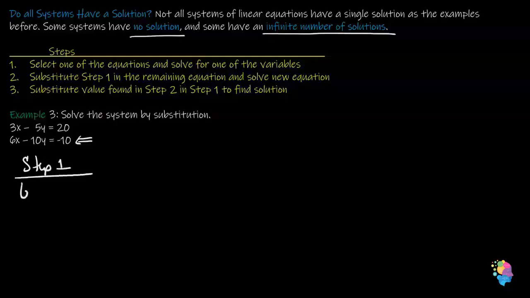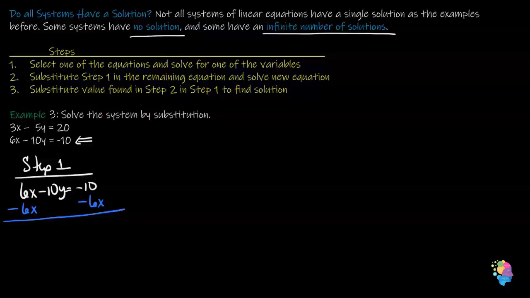Okay, so I have 6x minus 10y is equal to -10. And this one I'm going to solve for y, so I'm going to move the 6x to the other side, and I do that by subtracting 6x. Remember, we move anything that is being added or subtracted first. So from left to right, 6x minus 6x will go to 0, leaving us with minus 10y equals.